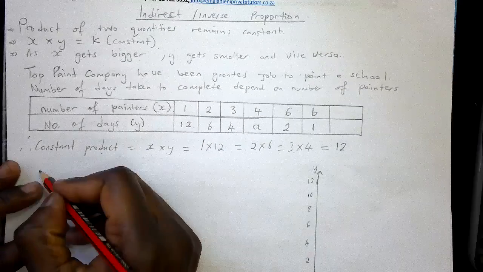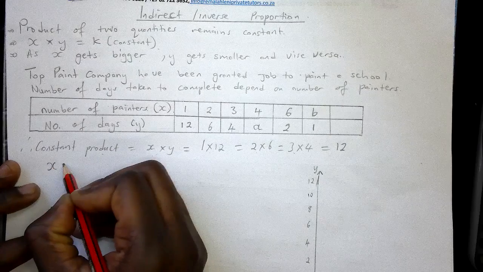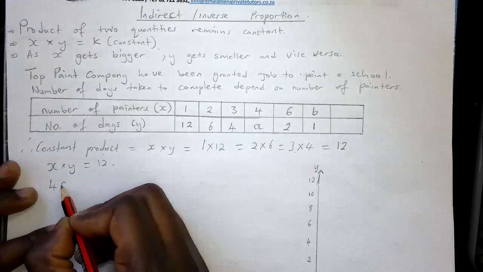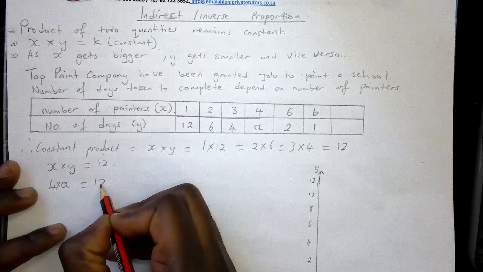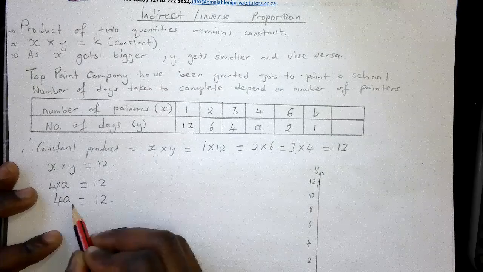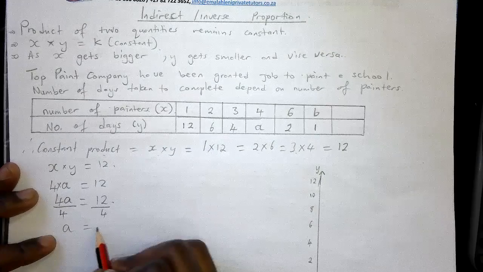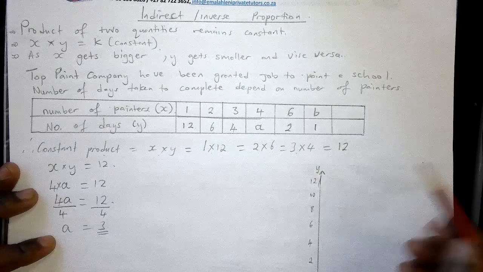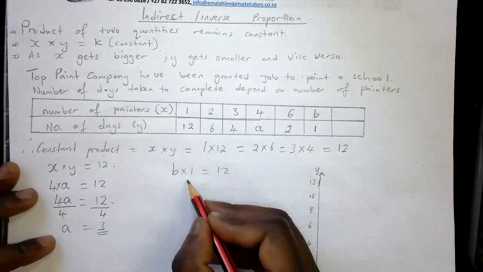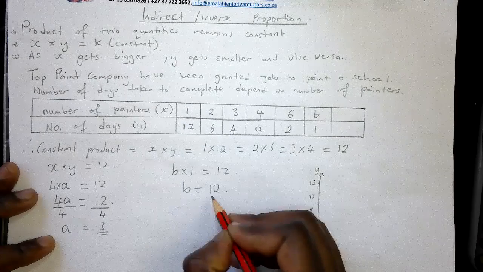Now let's see how you get your A. We know that x times y is our product, which is 12. So 4 times A is equal to 12, which is 4A equals 12. To get rid of the 4, we divide by 4, then A is going to be equal to 3. What about B? We know that B times 1 is going to give us 12. B times 1 is B, so B is equal to 12. That's how we get your B there.